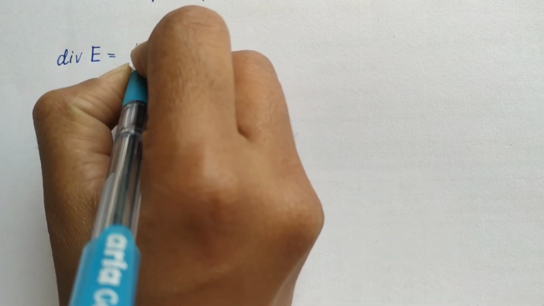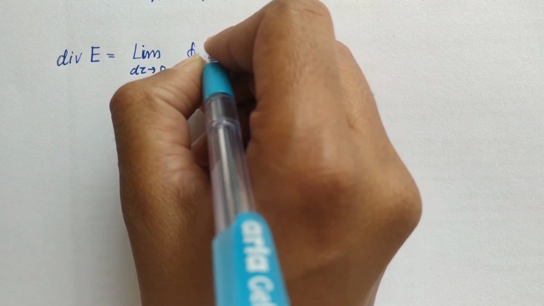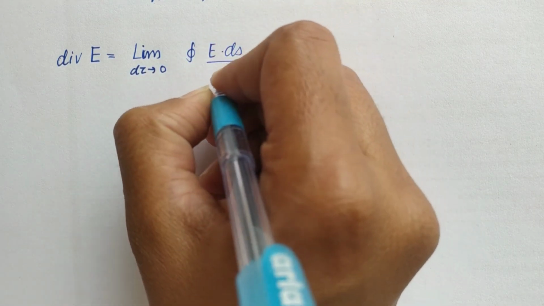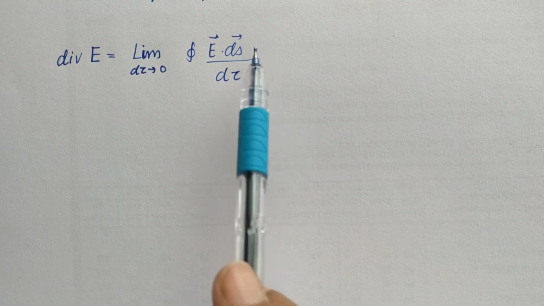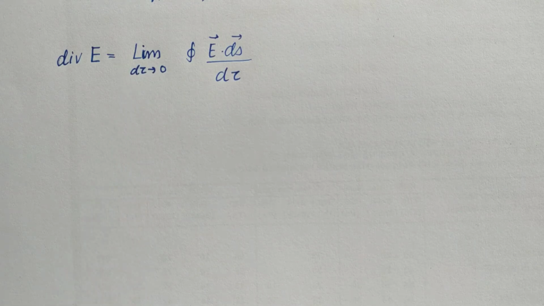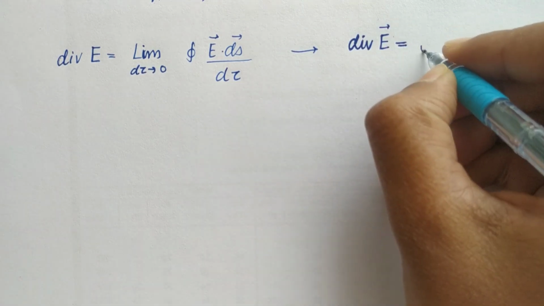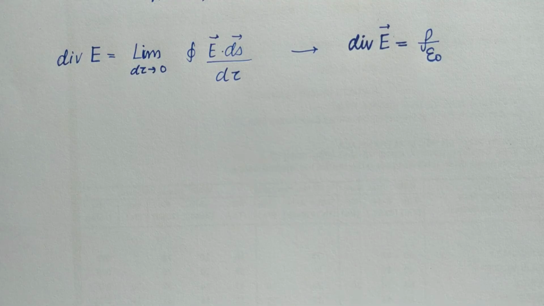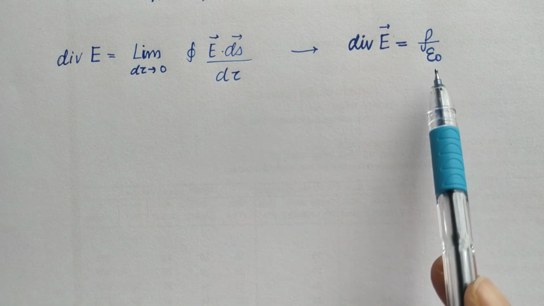And we know that divergence of E is equal to the limit as d tau tends to 0 of the closed surface integral of E dot ds upon d tau. So this is the outflow of the electric flux per unit volume at a given point in the limit of infinitesimal volume d tau. So we can write divergence of E as rho upon epsilon naught. It means electric flux per unit volume at a point is equal to the volume charge density rho at that point divided by epsilon naught.